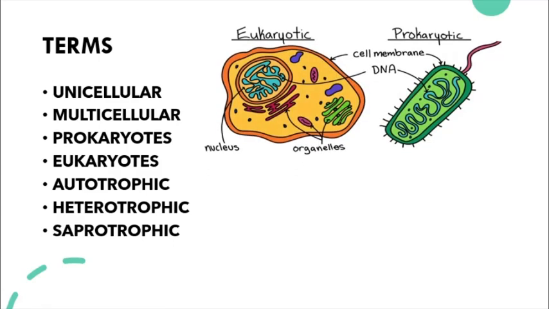Now here you can find the cell of a eukaryote and a prokaryote. Both are unicellular, but here you can find that there is no proper nucleus present. Both have a cell membrane, both have DNA, but a nucleus is not present. That is why this is a prokaryotic cell. But here, if you see, a proper nucleus is present, a nuclear membrane is also present, and different cell organelles are also present.